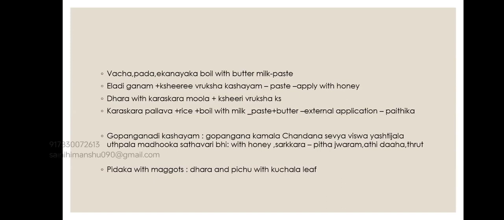And another kashayam you can make use of in this condition is Gopangana Adi Kashayam. That's Gopangana, that's Shariba, Kamala, that's lotus, Chandana, Sevya, that's Ushira, Vishwa, Shundi, Yashti, that is licorice, Utpala, Madhuka, Shatavari. Make this kashaya, add honey and sugar, and you can give it. So if more pidakas are coming, more pittaja, more spreading in nature, this Gopangana kashaya we can give along with Gopi Chandana Gulika or Sudarshana Gulika or Sudarshana Churnam and Avipattikara Churnam also you can give.